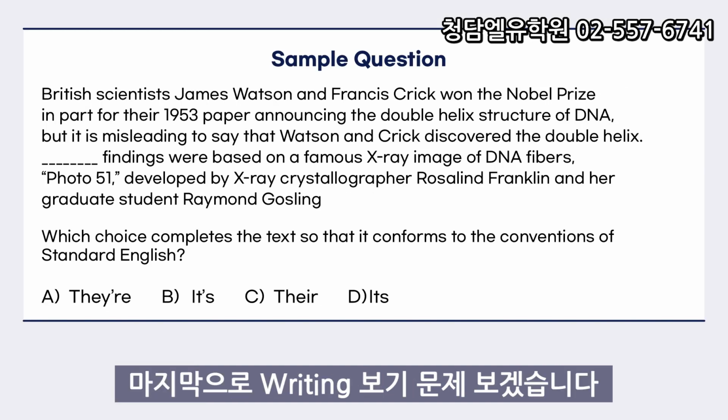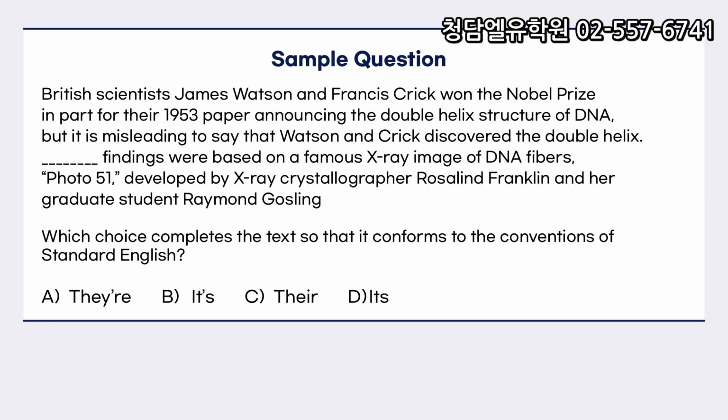Finally, let's go over a sample writing question. British scientists James Watson and Francis Crick won the Nobel Prize in part for their 1953 paper announcing the double helix structure of DNA. But it is misleading to say that Watson and Crick discovered the double helix. Blank findings were based on a famous X-ray image of DNA fibers, Photo 51, developed by X-ray crystallographer Rosalind Franklin and her graduate student Raymond Gosling.